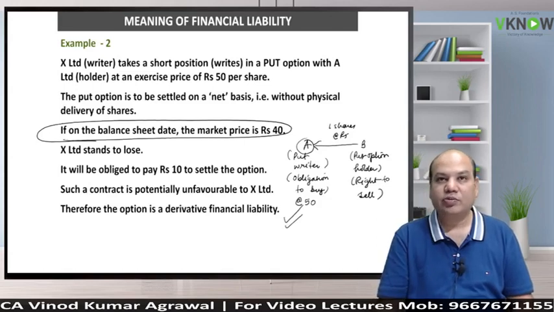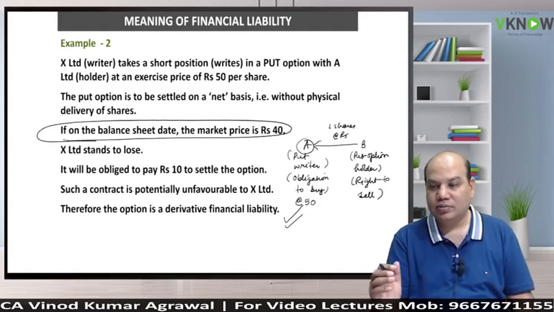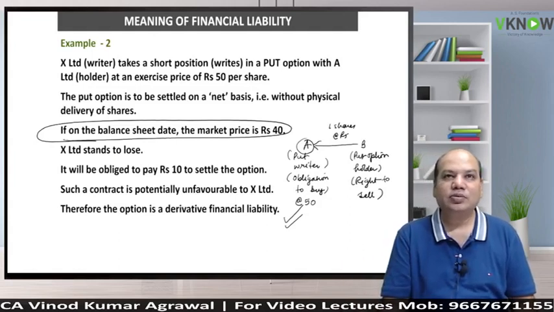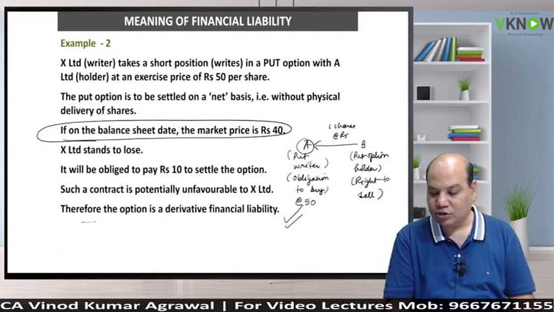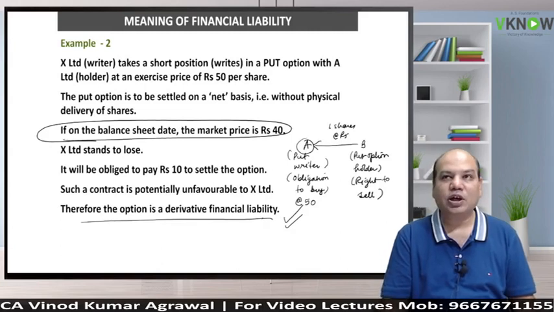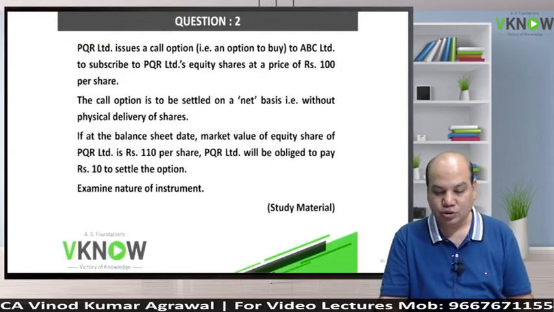The contract has become unfavorable to Mr. A because he is still under an obligation to buy at 50. So he will pay 50. He will receive an asset worth 40 only. So you pay more, 50, you receive less, 40. So for Mr. A in our example, the contract has become a financial liability. It is called a derivative financial liability. So this is element number 2.